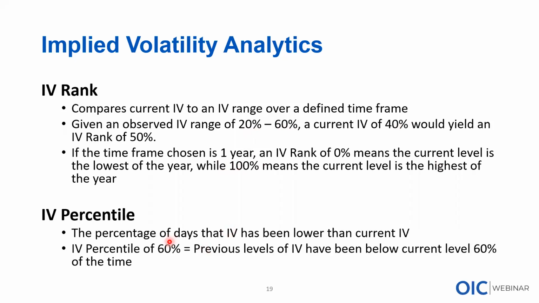That's in contrast to I-vol percentile, which would show you the percentage of days that implied vol has been lower than the current level of implied vol. If the percentile is 60%, it means the previous levels have been below the current level 60% of the time. Percentile does look at all of the observations and shows you how often implied vol has been lower than it is today. There are two different metrics. Investors sometimes look at one or the other, or a little bit of both. They tell you slightly different things.